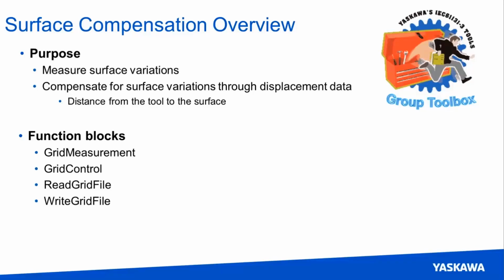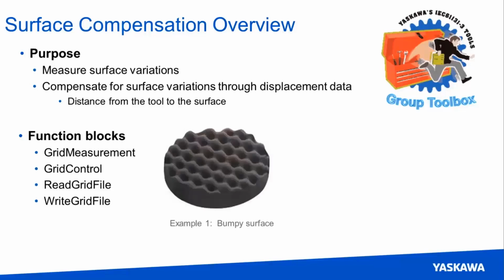After that, we have GridControl. This is the function block that is actually controlling your external axes that need the offset applied to. After that, we have read and write grid file. These are 2 secondary function blocks, I call them, that are just used to save grid files onto the flash memory of the control.